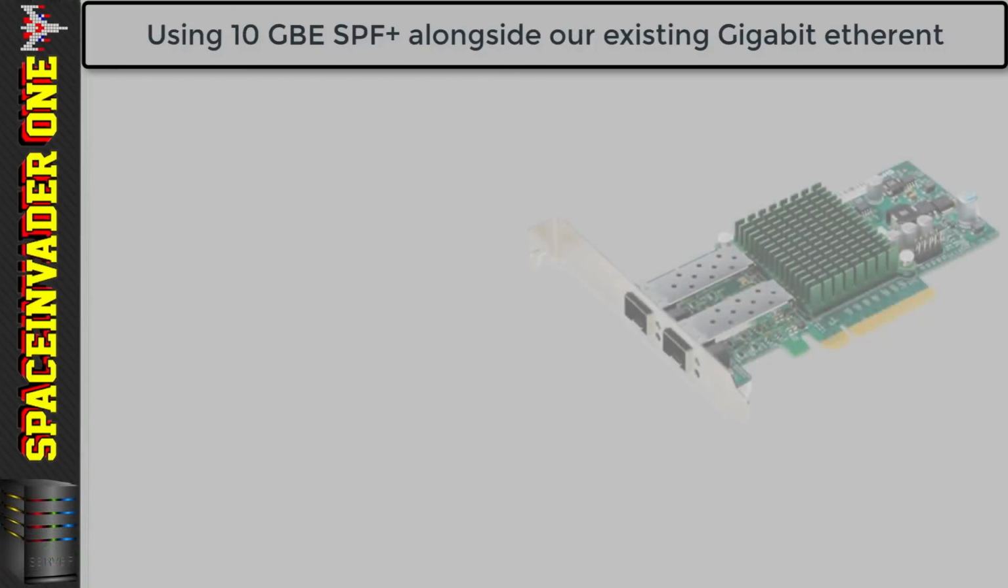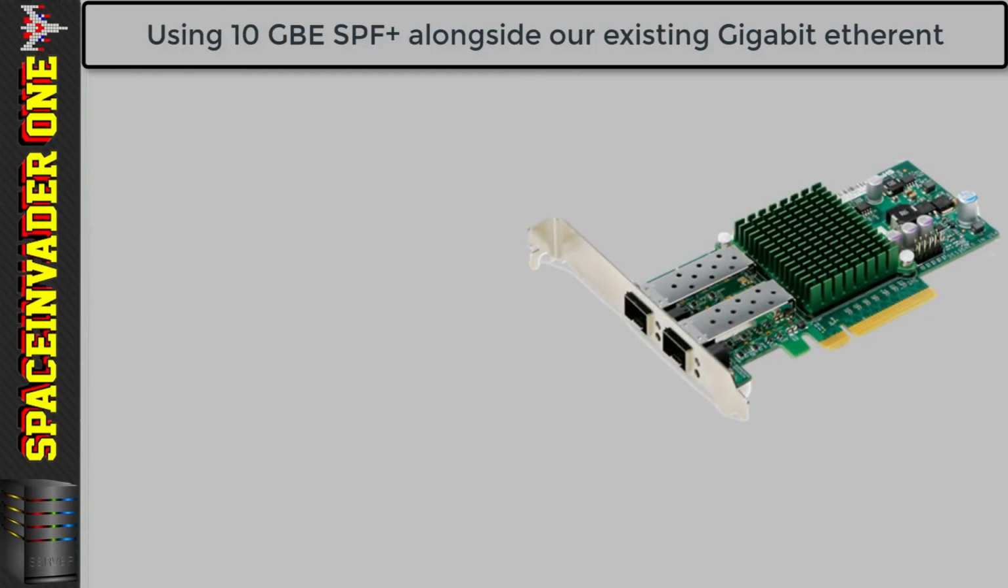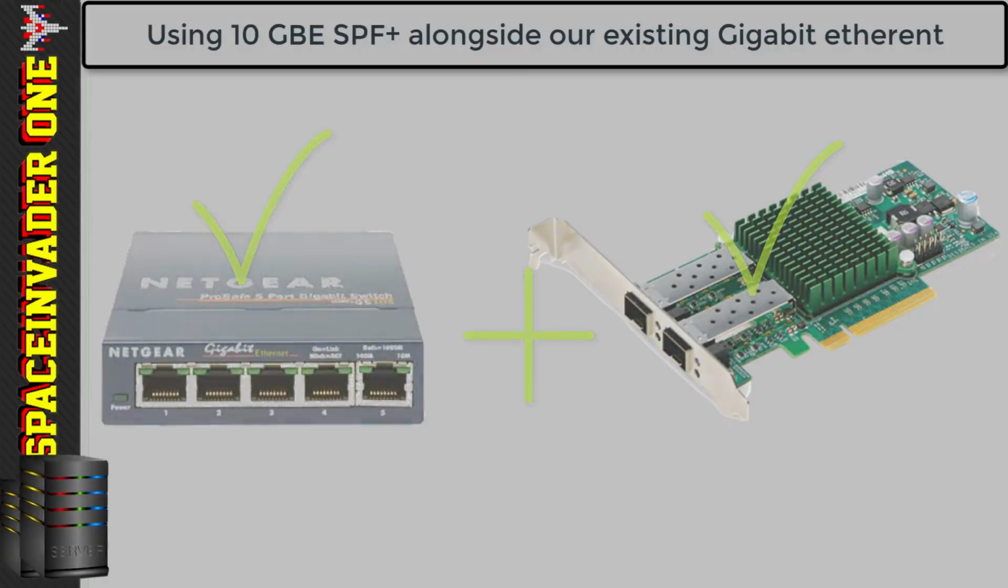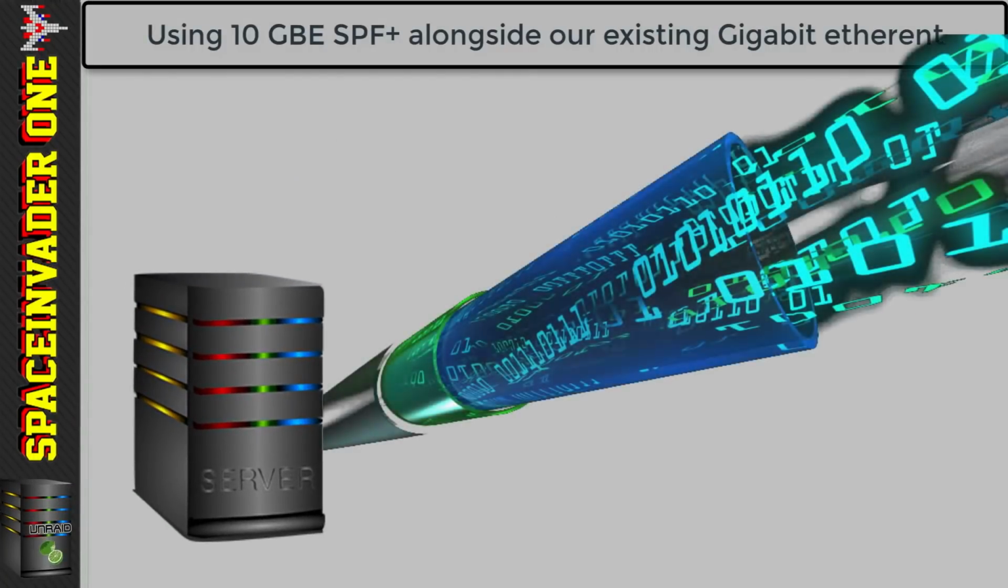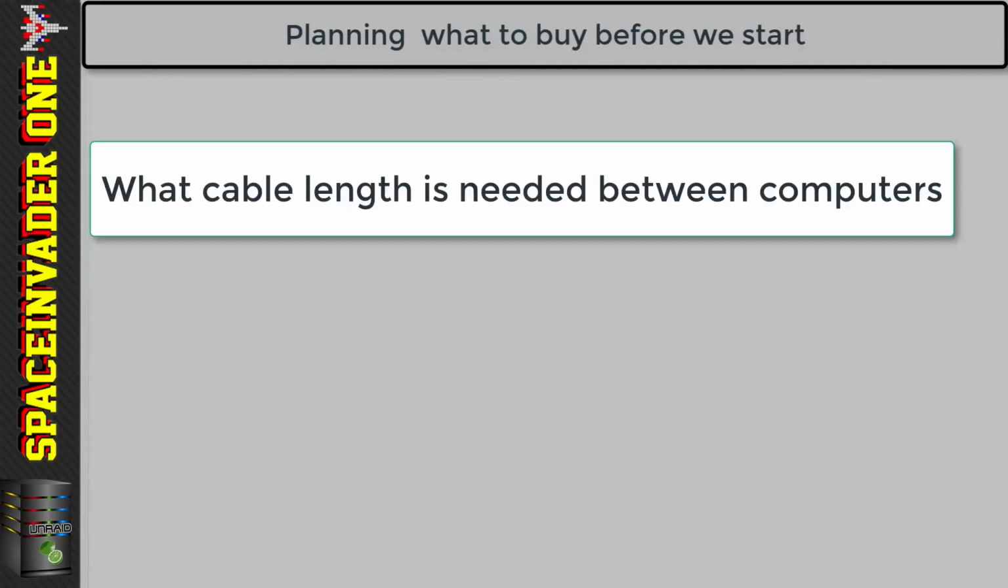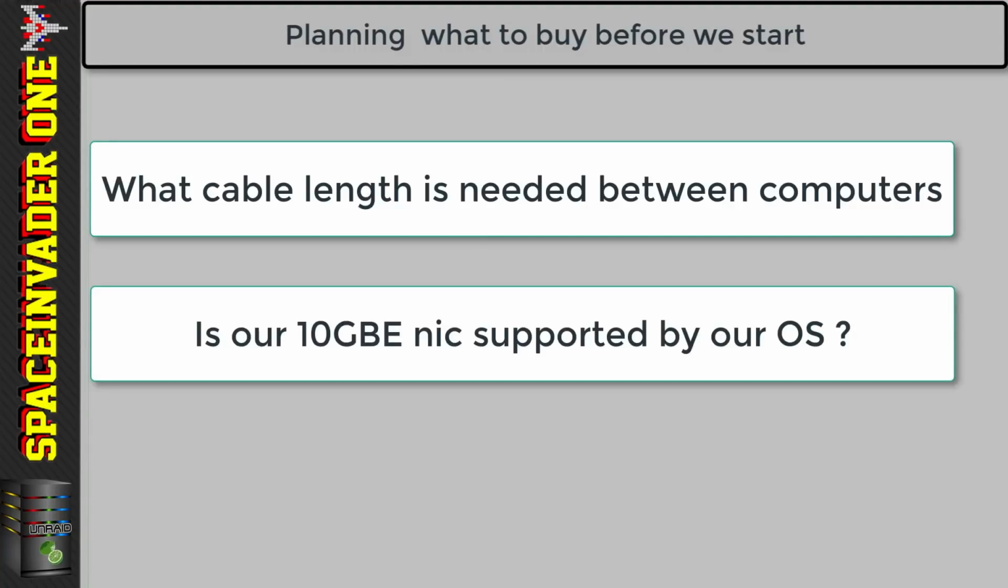So we're going to be using SFP Plus cards for our 10 gigabit Ethernet network. But we're not going to be replacing our existing gigabit Ethernet network, we're just going to be adding some 10 gigabit connections to it, and then we can have some super fast transfer speeds between our home server and other computers. We just need to plan out what we need, the distance between our computers for cable length, and the type of operating system we're running for a brand of 10GBE card.